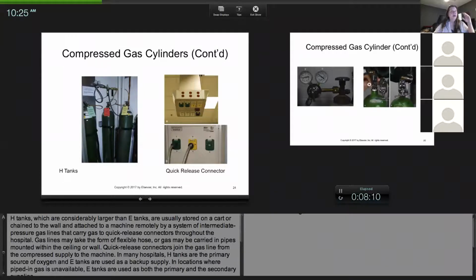You cannot hook up an oxygen hose to a nitrogen drop. The pin is different. So besides color, the pin setting doesn't allow you to hook up the hose in the wrong location. So if you're half asleep and you're trying to push into this yellow connector with your green hose, it's not going to work.